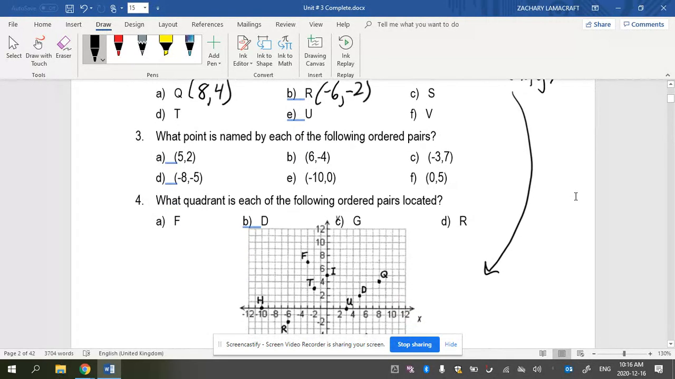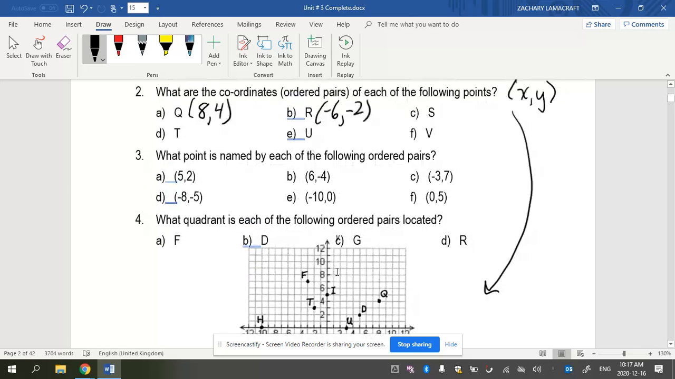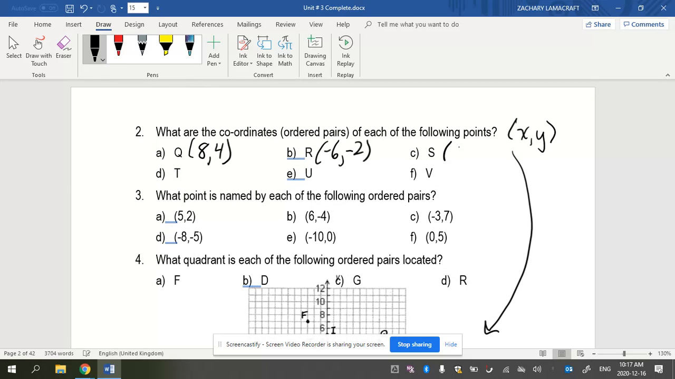Does someone want to help me with S? I apologize. Yeah, Georgia, go ahead. So it would be 5 because that's where you found it on the x-axis, and -10 is where you found it on the y-axis. So that is correct. So 5 and -10.